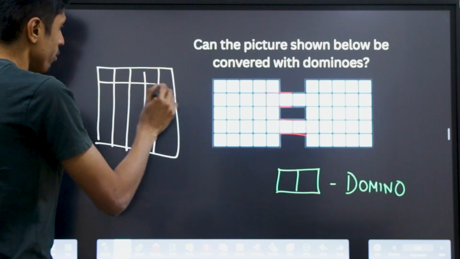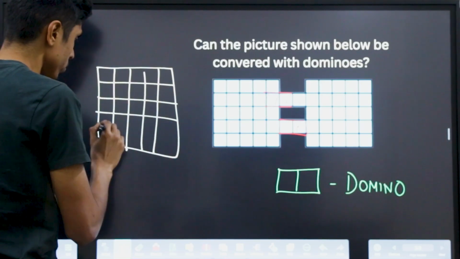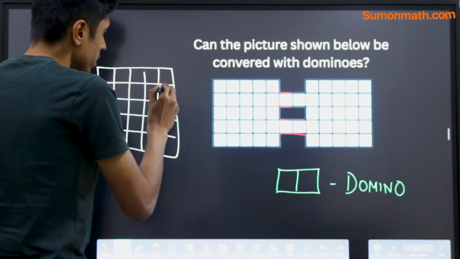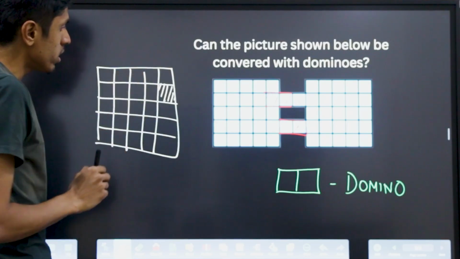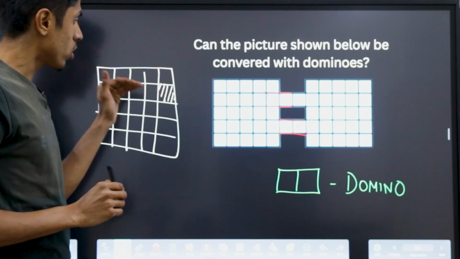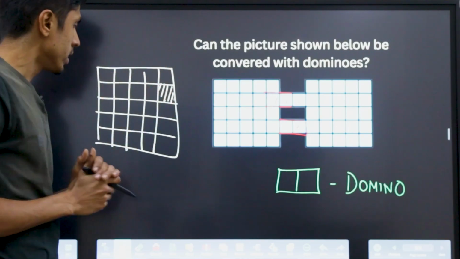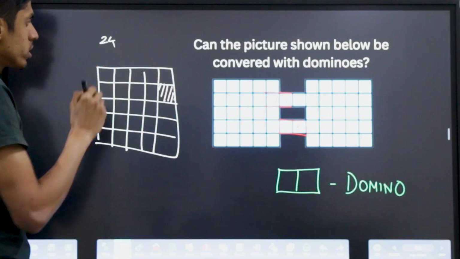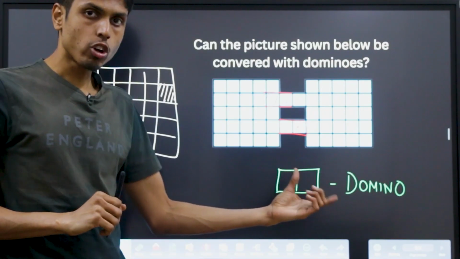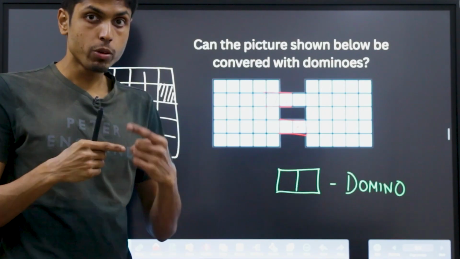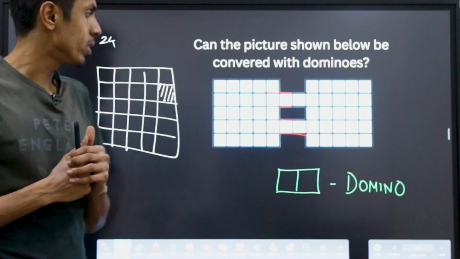So the structure that remains is a 5x5 with 5 columns and 5 rows, with the square in the last column and the second row being removed. This gives us a total of 24 unit cells. Can you cover it with dominoes? You may start thinking about this as we work upon this problem.